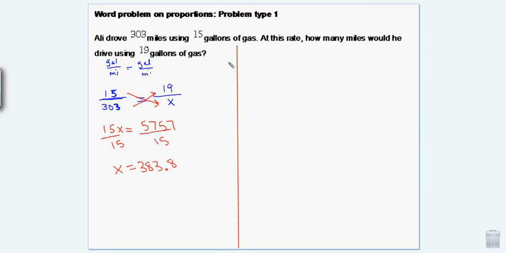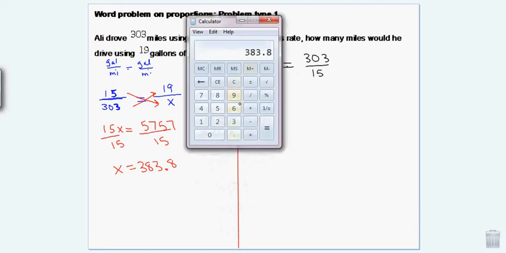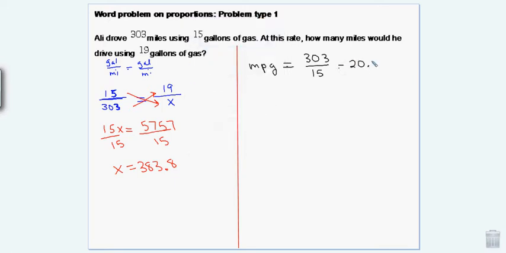Now, there's another way to do this. I can divide to find my miles per gallon. To do that, I take my miles and I divide by my number of gallons. So I'm just going to cheat a little here. If I do 303 miles and I divide that by 15 gallons, I get 20.2 miles per gallon.